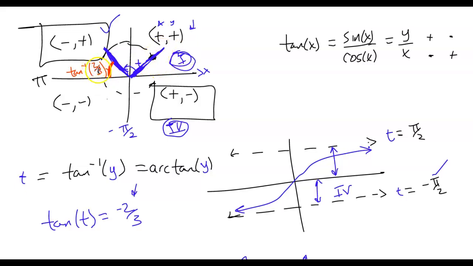So if I put positive values in a tangent inverse function, it's only going to spit out angles that are in quadrant 1. If I put in negative values into a tangent inverse function, it's going to spit out angles that are negative. So to make all that work here, I know that t has to end up being t equal to pi minus tangent inverse of positive 2 over 3.